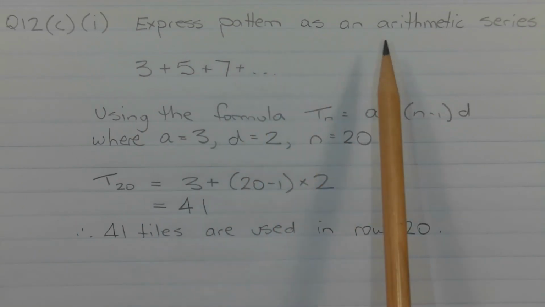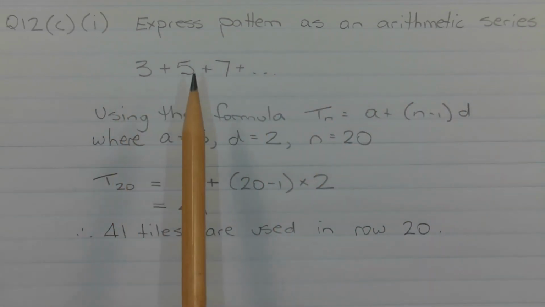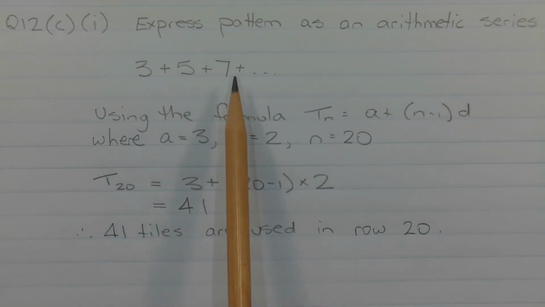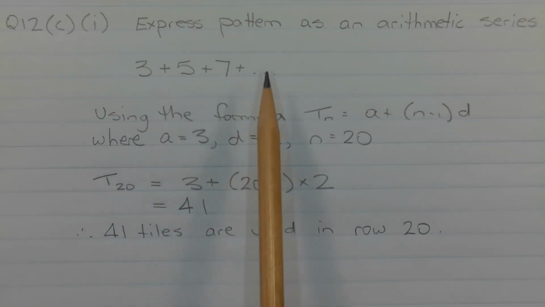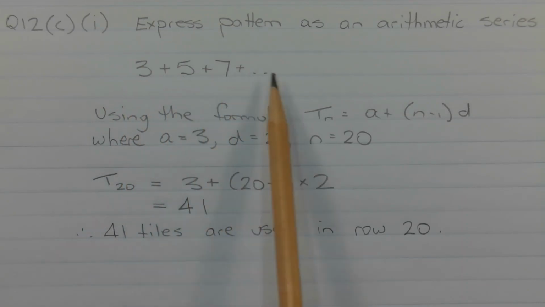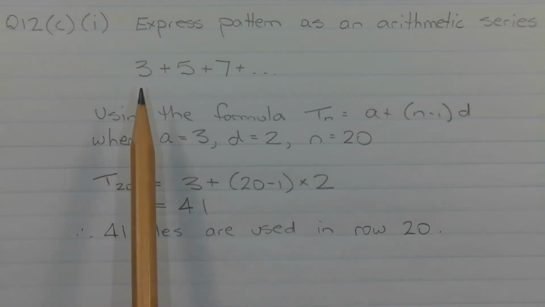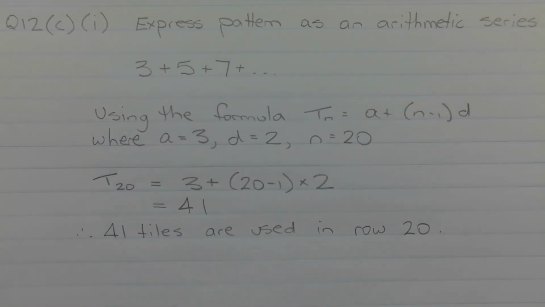Express the pattern as an arithmetic series. Now, row 1 has 3 tiles, row 2 has 5 tiles, row 3 has 7 tiles, and so on. So the series will be 3 plus 5 plus 7, and so on. So we can see that the first term, A, is 3, and the common difference, D, is 2. So that's the difference between any two successive terms.